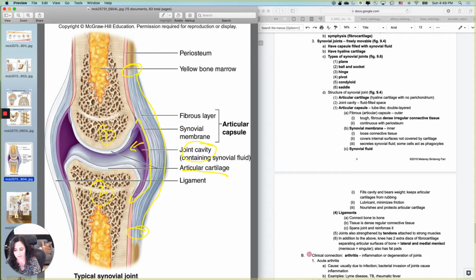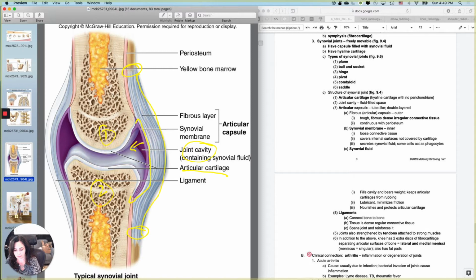Your car can be completely supported by the fluid. That's kind of the idea with synovial fluid. In addition, it's a lubricant and it minimizes friction. And the fluid itself is responsible for nourishing the cartilage in the joint cavity.